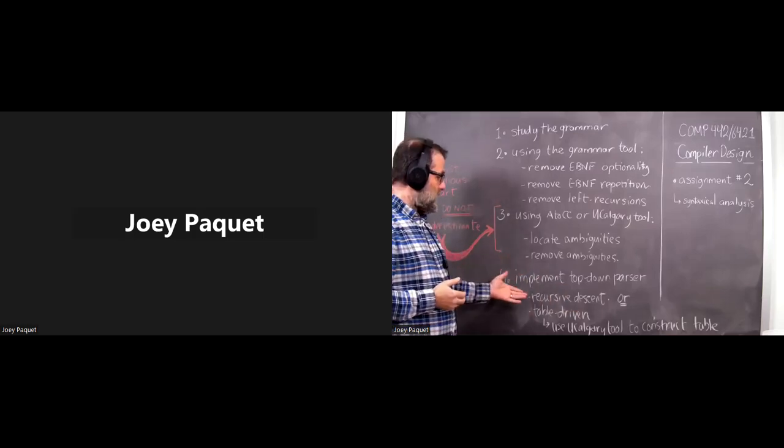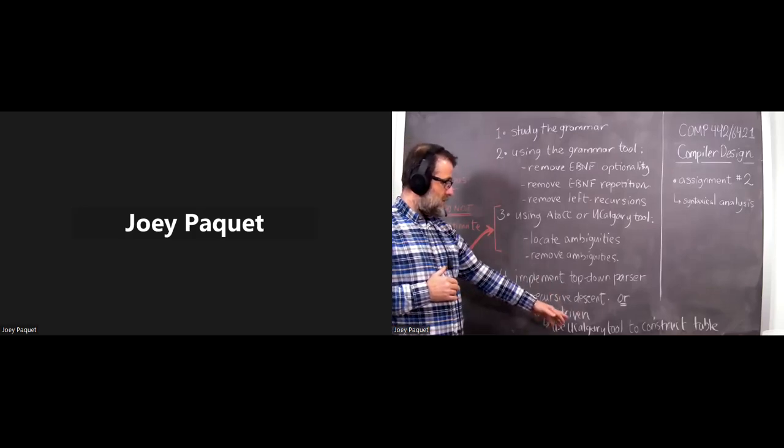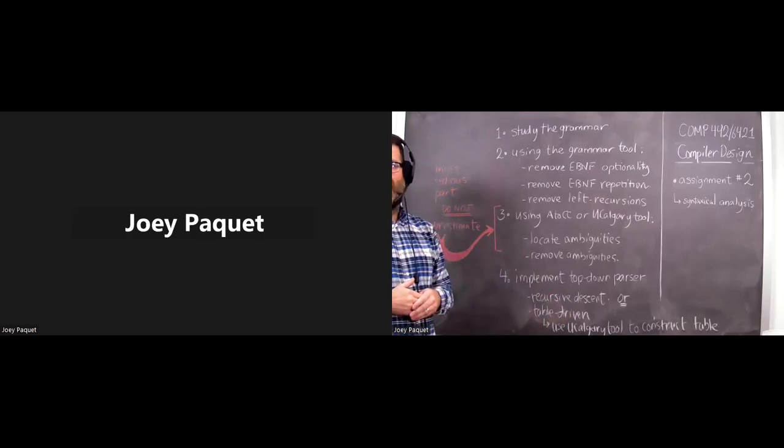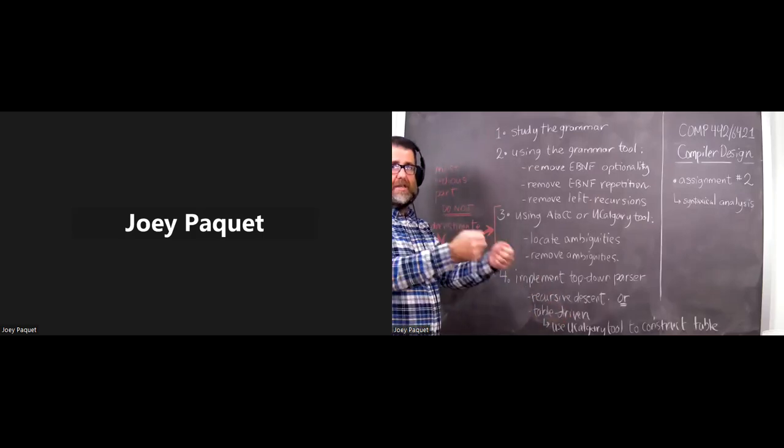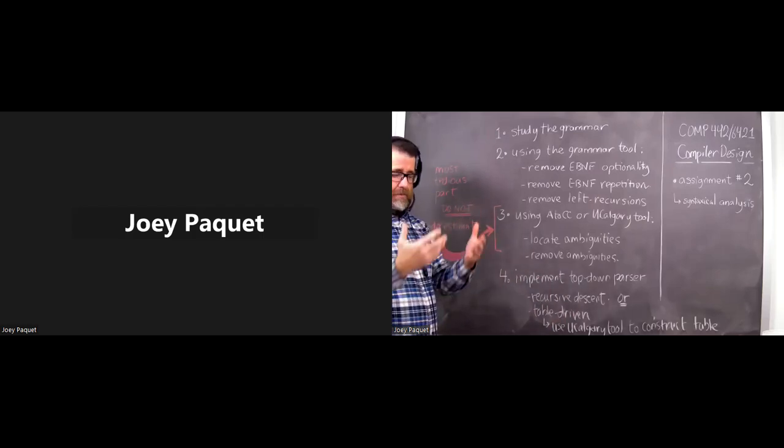So you can do either a recursive descent parser or a table-driven parser. If you choose to do a table-driven parser, then you can use the University of Calgary tool to construct the table. You just give it your grammar, and then it will construct a table, which is going to be given to you on the browser.